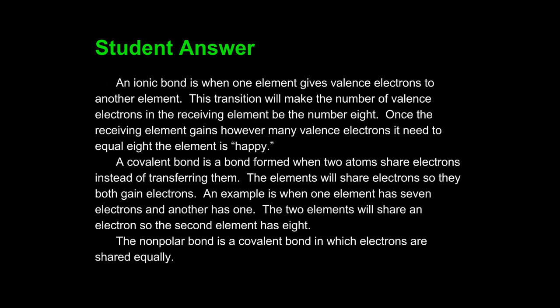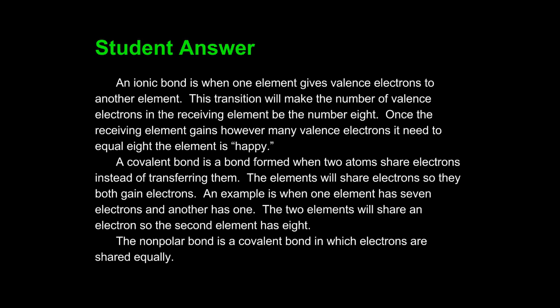An ionic bond is when one element gives valence electrons to another element. This transition will make the number of valence electrons in the receiving element be the number 8. Once the receiving element gains however many valence electrons it needs to equal 8, the element is happy. A covalent bond is a bond formed when two atoms share electrons instead of transferring them. The elements will share electrons so they both gain electrons. An example is when one element has 7 electrons and another has 1. The two elements will share an electron, so the second element has 8. The nonpolar bond is a covalent bond in which electrons are shared equally.